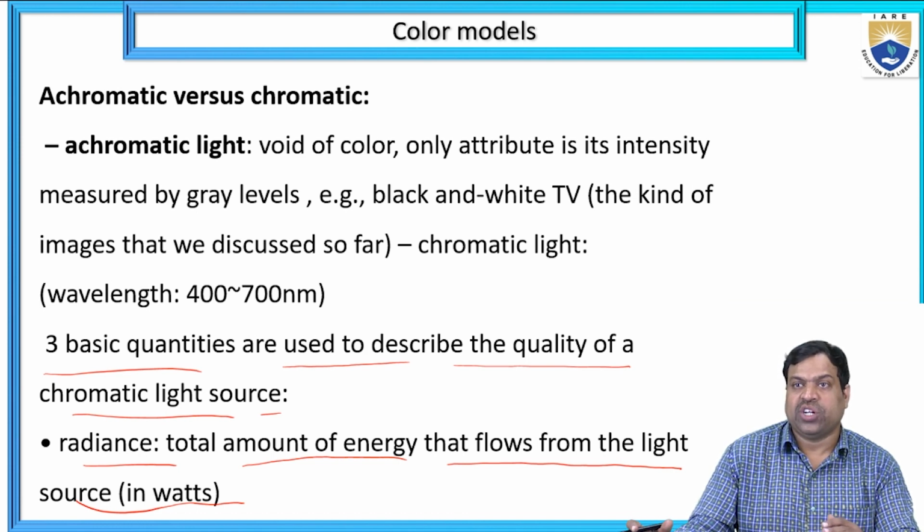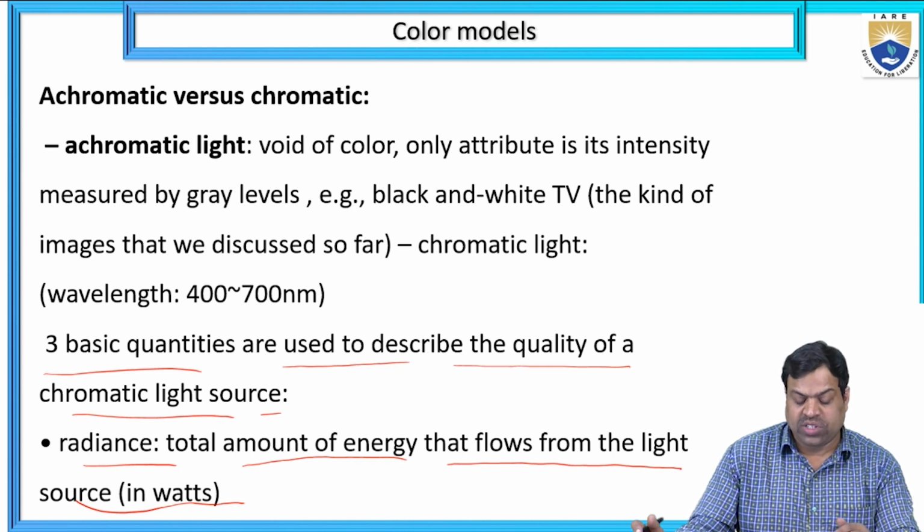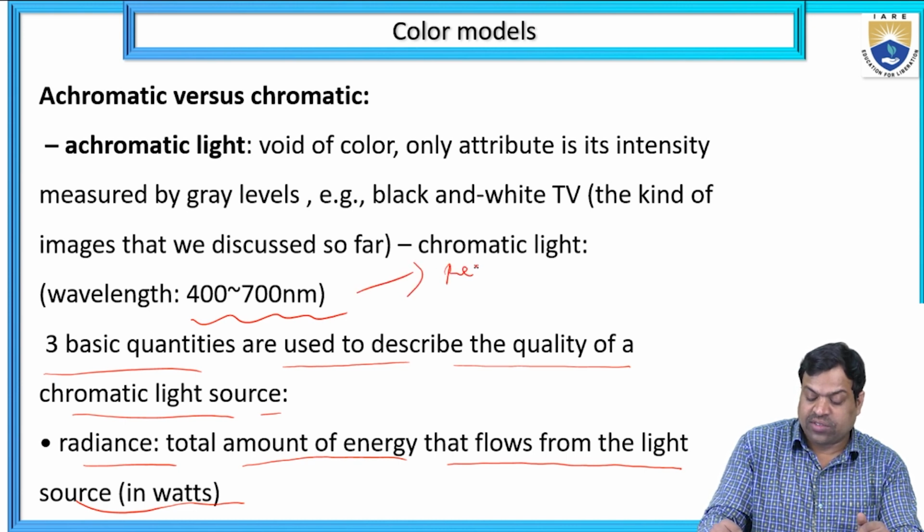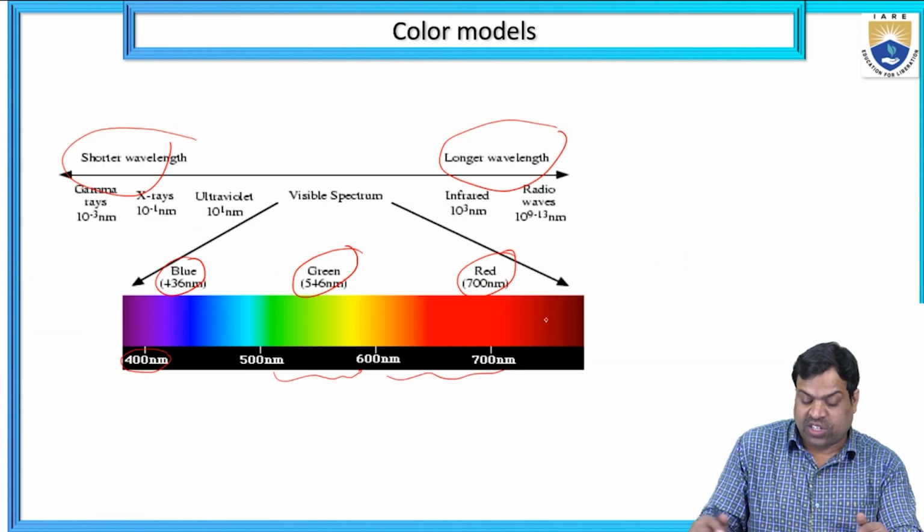Black and white are the majority colors, the kind of images that we discussed. But chromatic means the wavelength is 400 to 700 nanometers. What are the 400 to 700? Red, green and blue. In the previous discussion, we covered what these mean.